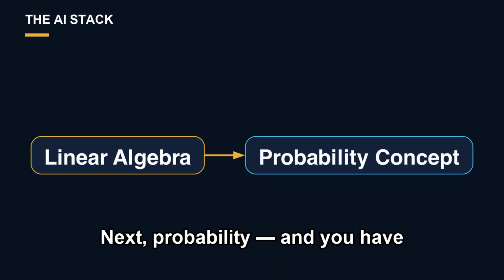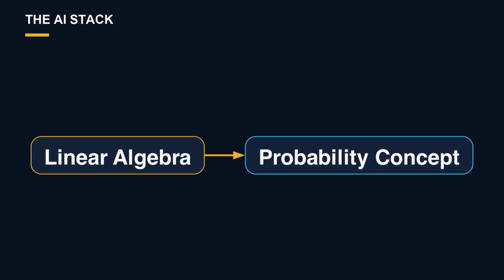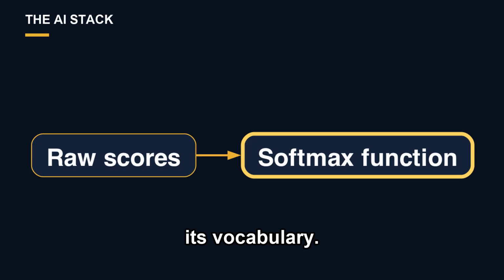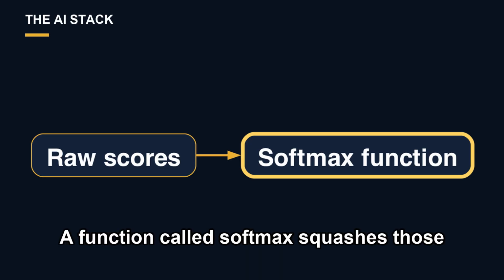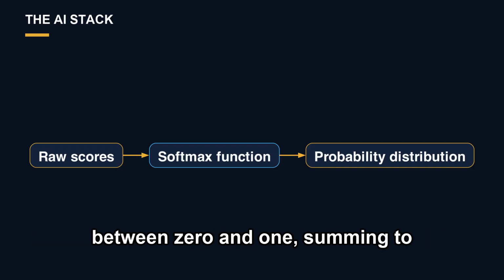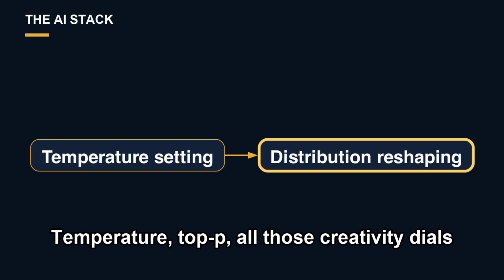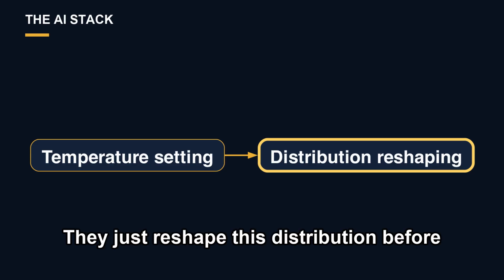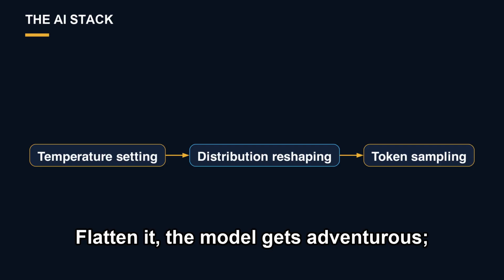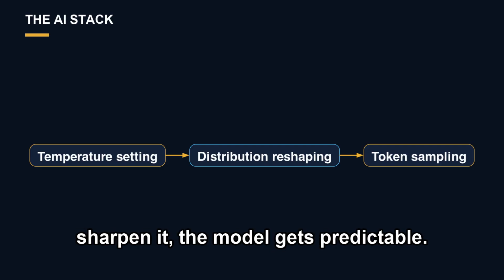Next, probability, and you have been using this one since episode 5. A language model's raw output is a score for every token in its vocabulary. A function called softmax squashes those scores into a probability distribution, everything between 0 and 1, summing to 1. Temperature, top P, all those creativity dials you learned? They just reshape this distribution before a token is drawn from it. Flatten it, the model gets adventurous. Sharpen it, the model gets predictable.